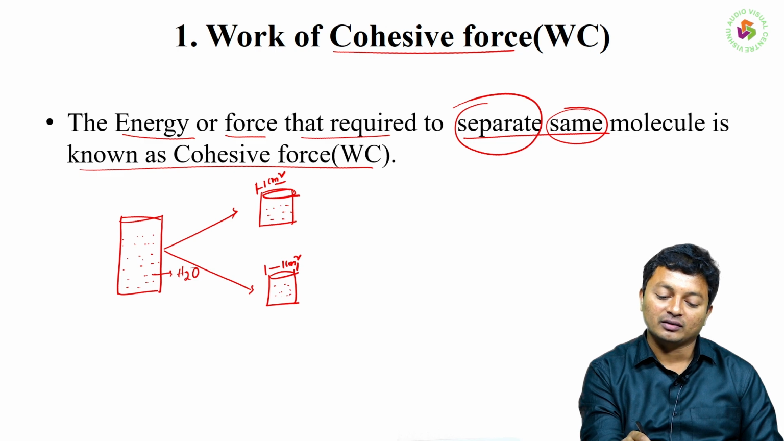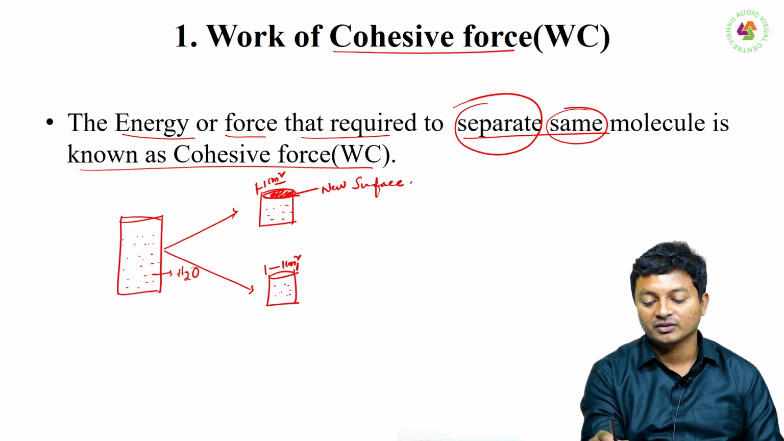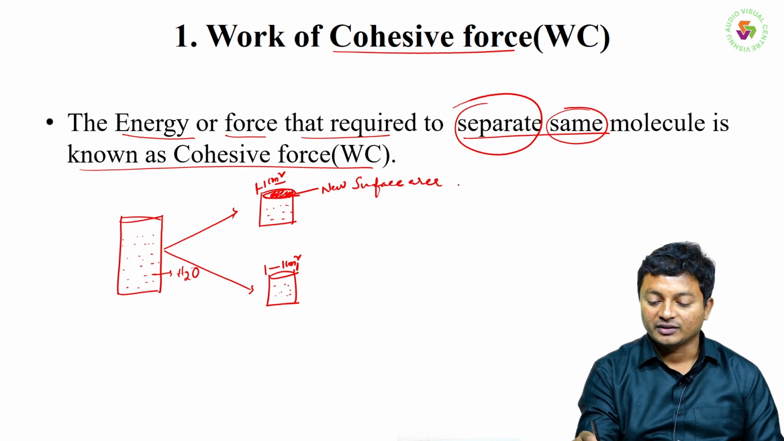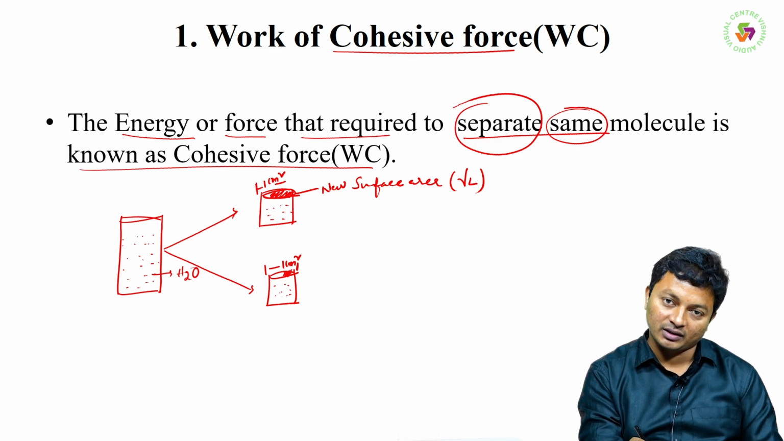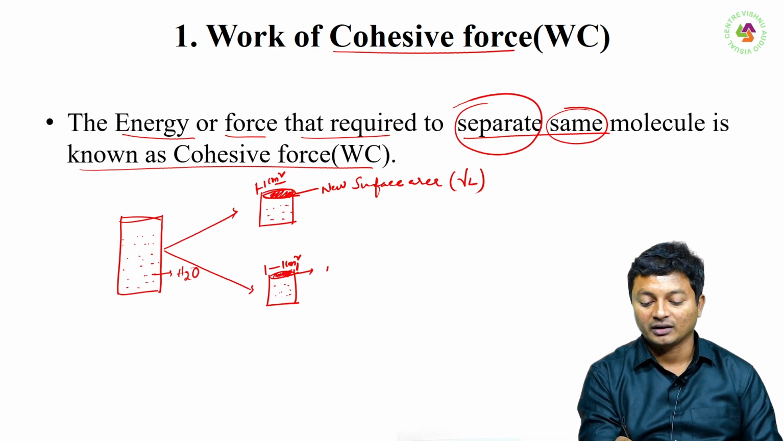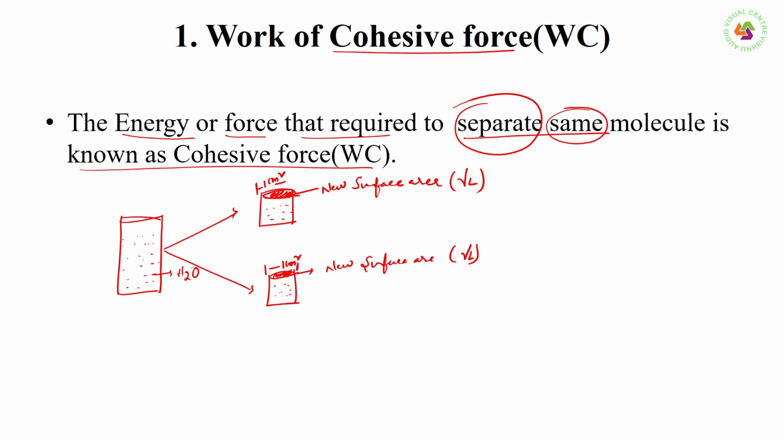At this point we can find a new surface area, that is gamma L, and in the second part here also we got another new surface area, that is also gamma L.